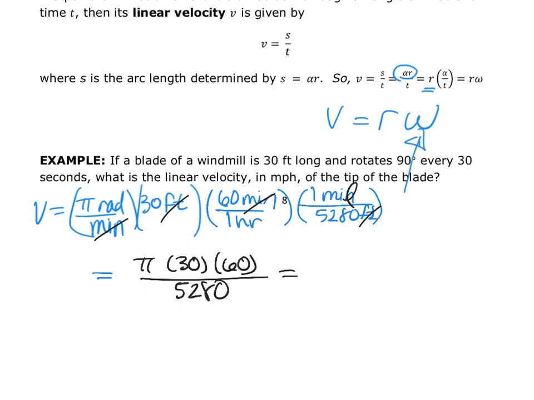Tell me, with your calculators, what I end up with in miles per hour on those windmill blades that you all see in eastern Washington. 1.071 miles per hour. And there we have it. Great. Have a great day. We have finished 10.1.